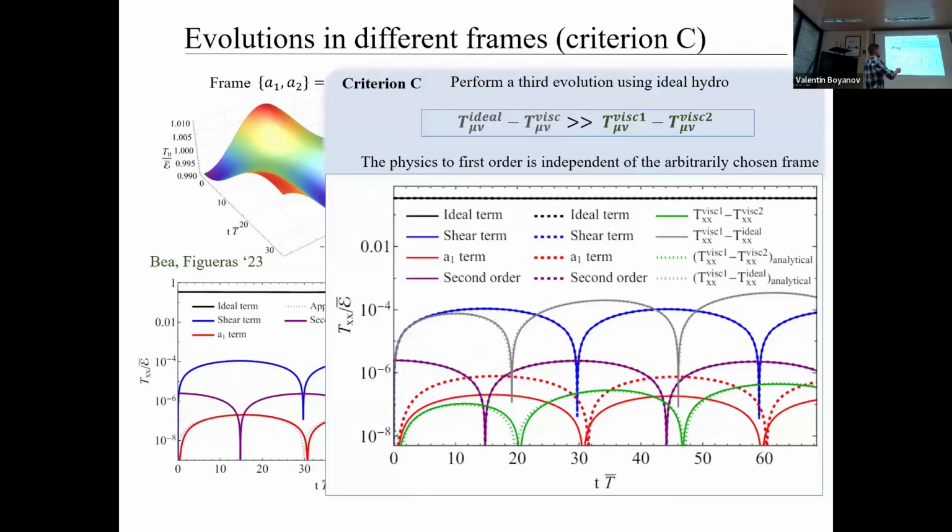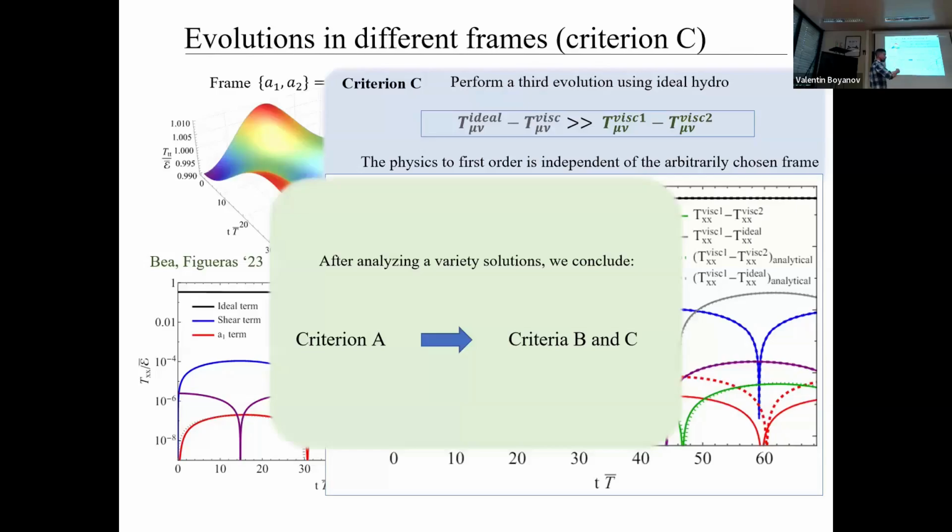So, if I do this comparison that I told you, which is comparing the ideal to any of the viscous, and the viscous between themselves, then this difference will be much smaller than this, precisely as we want. This is under a real-time evolution, so comparing these 3 real-time evolutions. So this captures, in some sense, a global aspect of the evolution, and this criterion is complementary to criterion B. So now, after analyzing a variety of solutions, we can conclude that criterion A is satisfied, B and C are also satisfied. And with this, we have more different criteria to assess this statement.